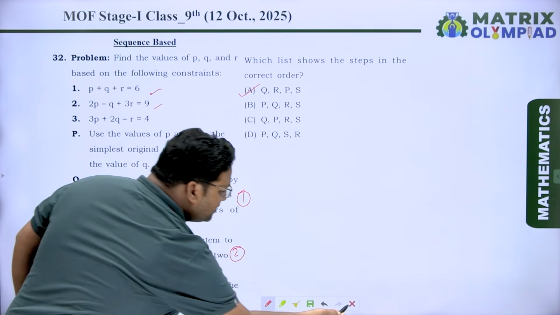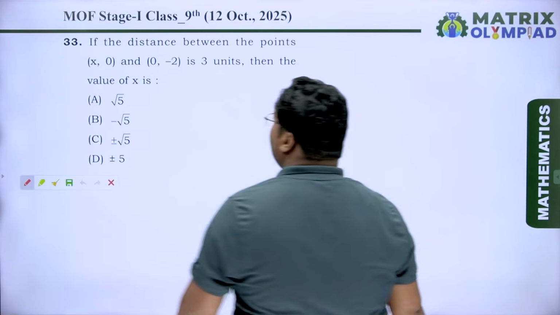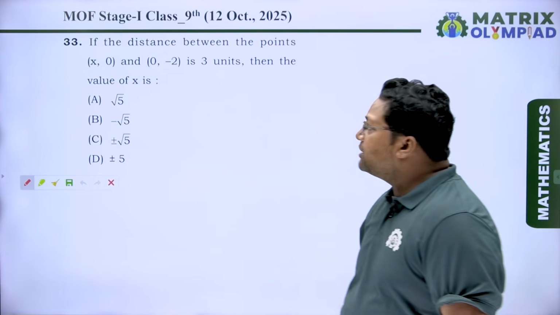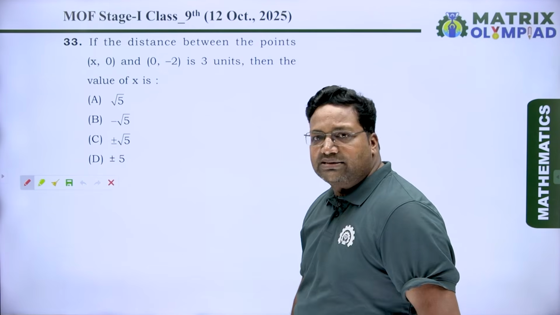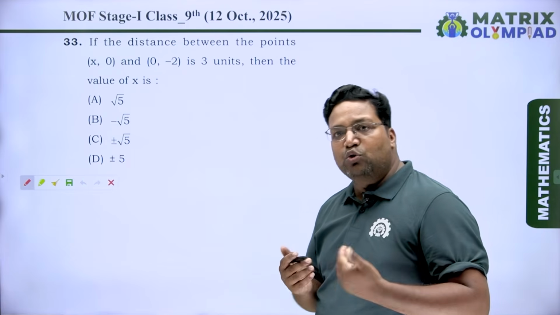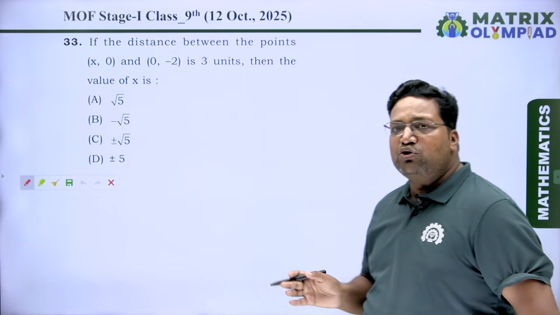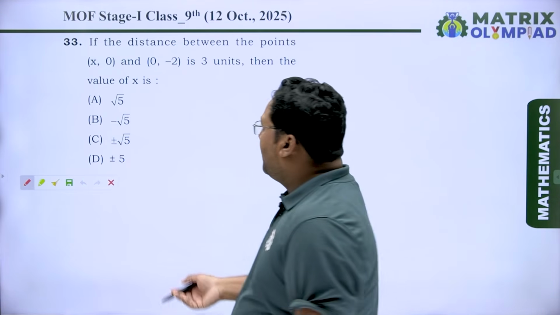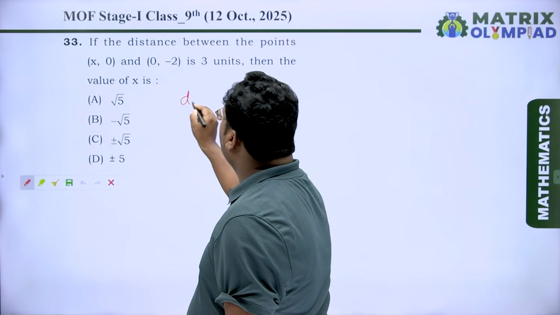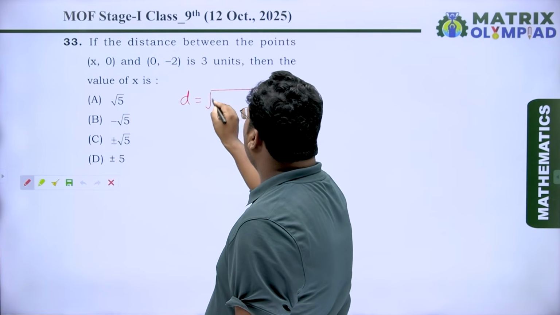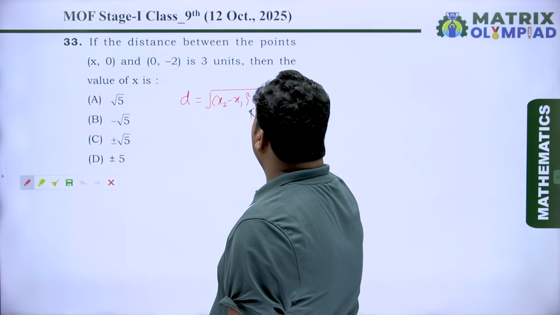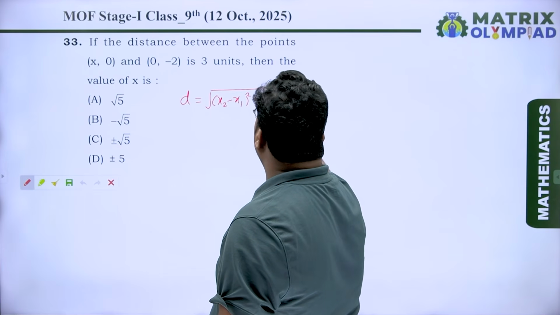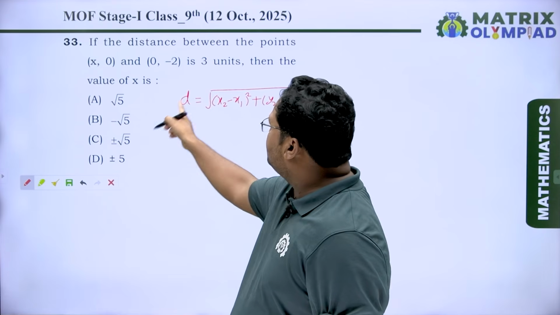Now coming to the next question. Next question is: if the distance between the points (x, 0) and (0, -2) is 3 units, then the value of x is. So here we are given 2 points and the distance is given. So we have to apply the distance formula. And we know the distance formula D is equal to under root of (x2 minus x1) whole square plus (y2 minus y1) whole square. Here D is given as 3 units.